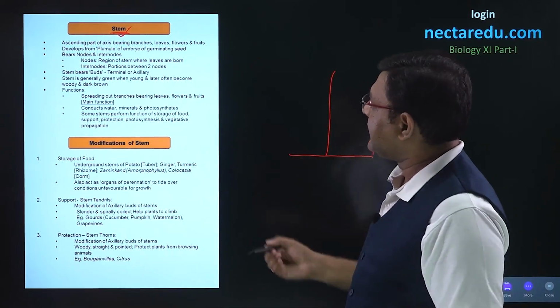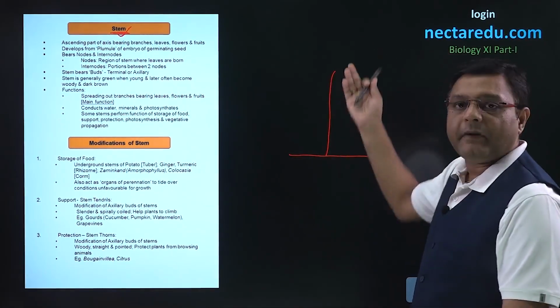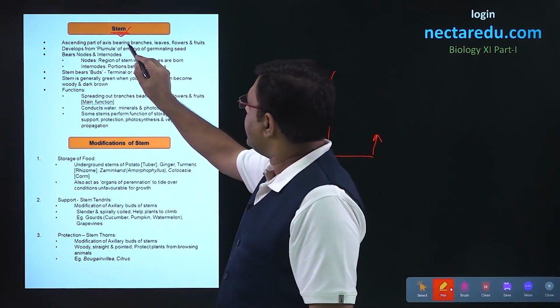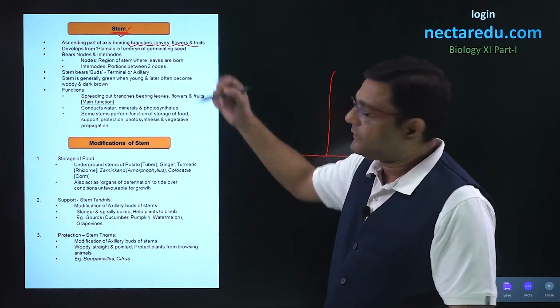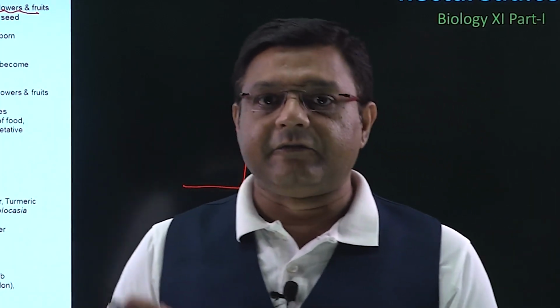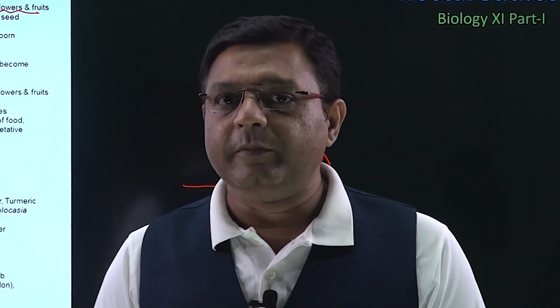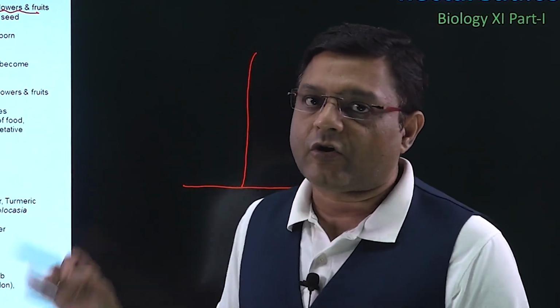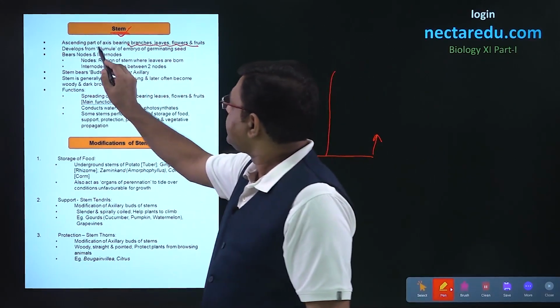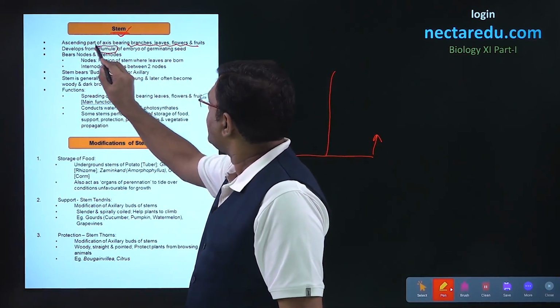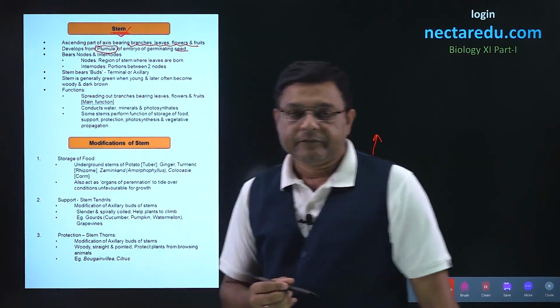So, we can say that stem is the ascending part of the axis which bears branches, leaves, flowers and fruits. Now, this stem will be arising from the plumule. The point to be noted here is that the root comes out from the radicle and the stem comes out from the plumule of the seed.